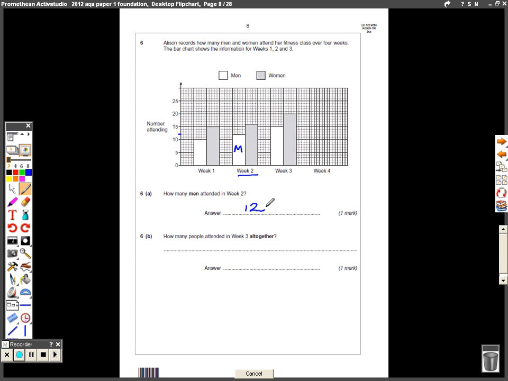How many people attended in week 3 altogether? Well, we've got the men, it's week 3 now, the men, there are 15, and we've got the women, 20, so 15 add 20, which comes to 35. Quick check, 12 and 35 in a fitness class, yeah, they're reasonable numbers.